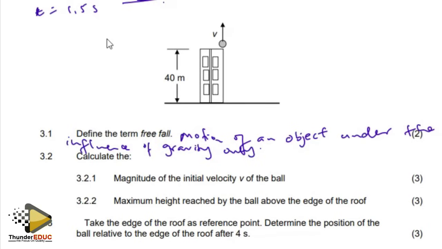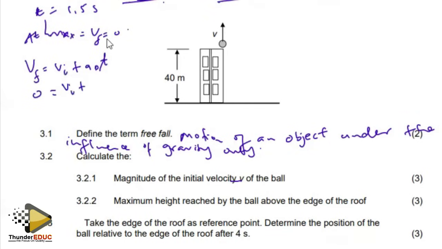Then 3.2, calculate the magnitude of the initial velocity v. So it takes 1.5 to reach the maximum. So we know that at maximum height, the final velocity must be 0. So I can use the first equation of motion: V final is equal to V initial plus a delta T. My V final is 0, V initial is what I want, but we know that g is going to be 9.8 multiplied by 1.53. Now, the direction that you use for the g will matter. Let me take downward to be positive, and since we're going up, I'm just going to use negative, okay?